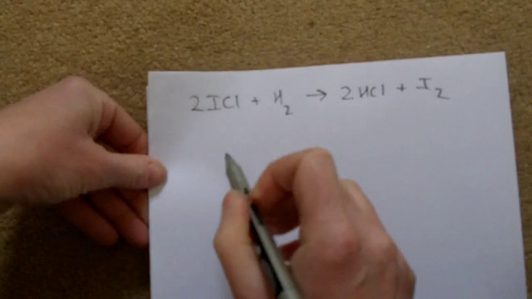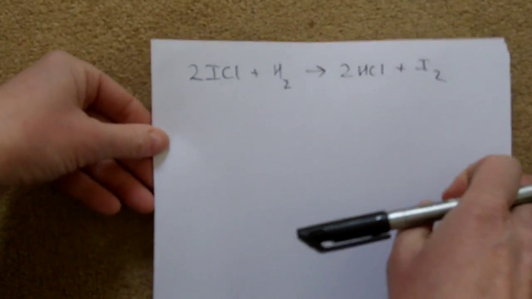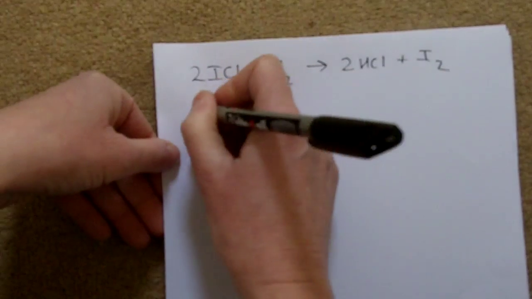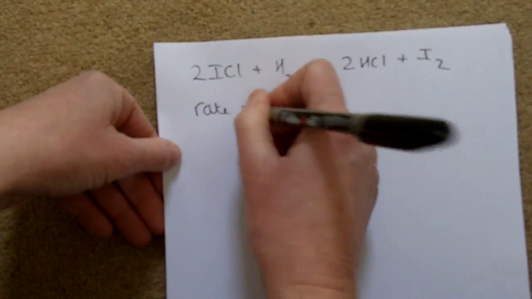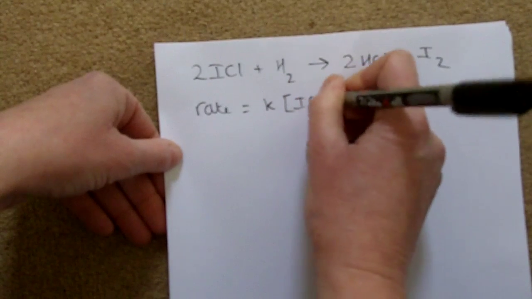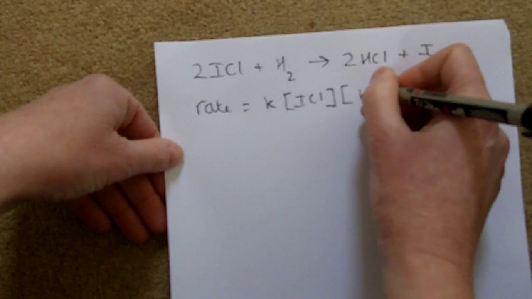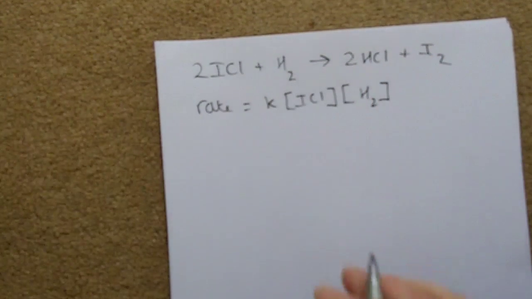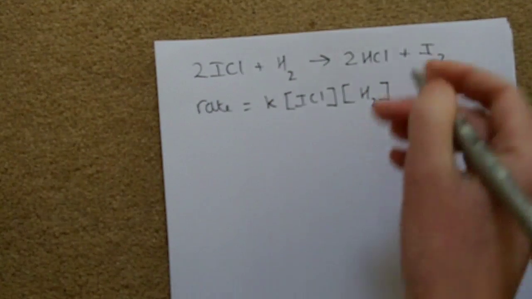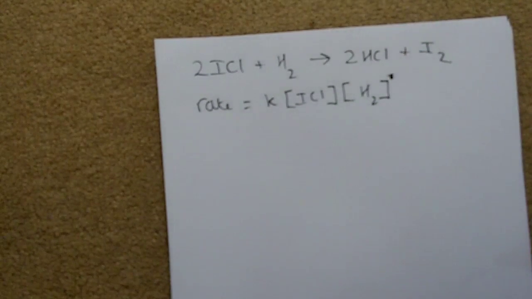Okay, so 2ICl plus H2 goes to 2HCl plus I2. Got that chemical equation. And the rate equation can only be determined through experiment. And the experiment has shown it's first order with respect to ICl, first order with respect to H2, because there are ones there, we just don't bother writing them in. And in total, second order overall.